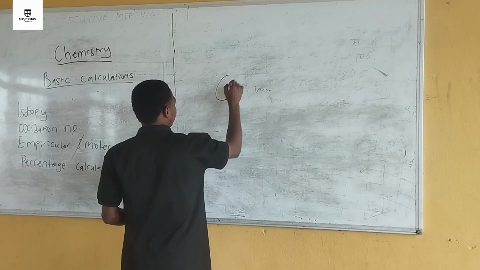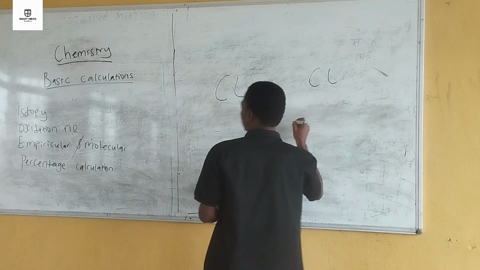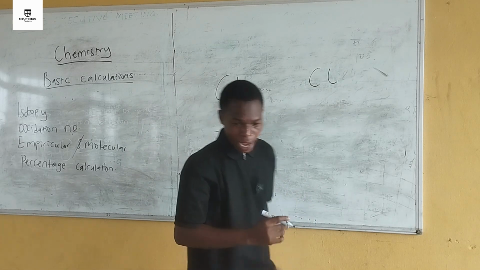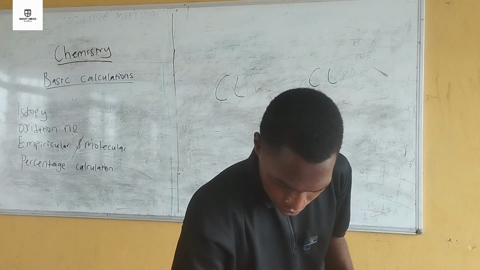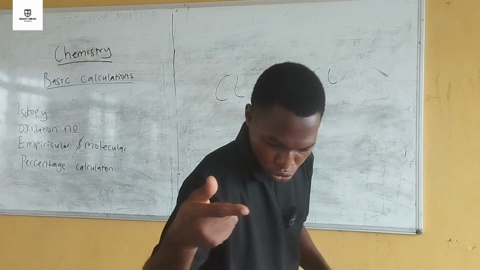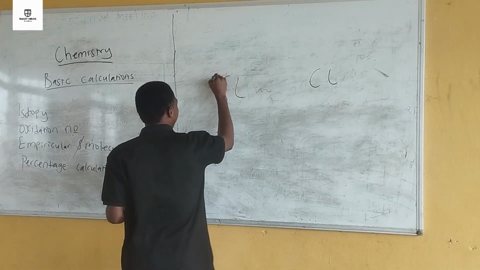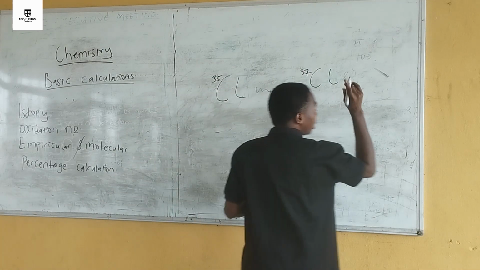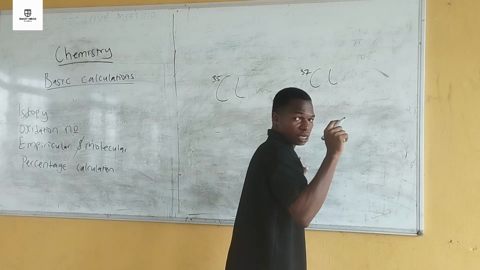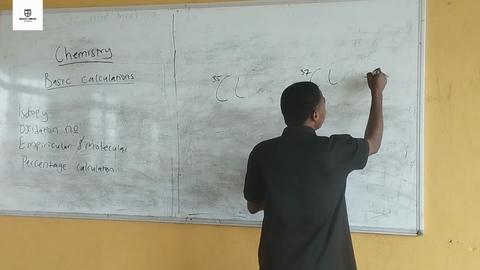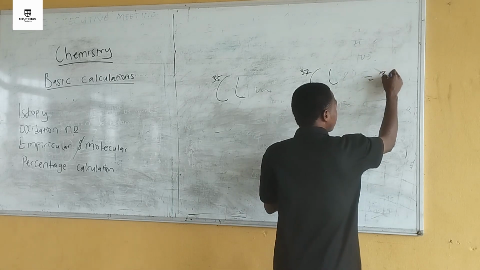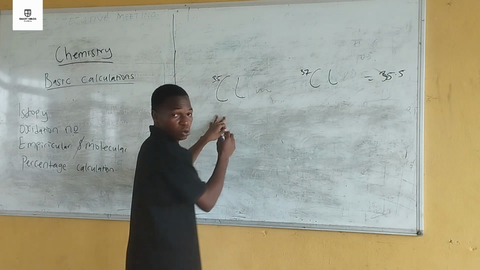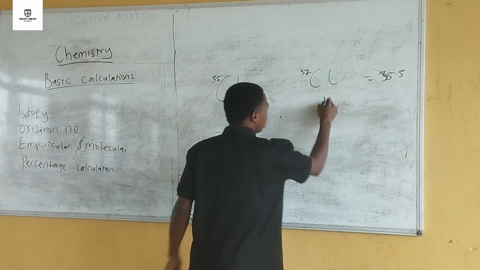They said chlorine has mass numbers of 35 and what? 35 and 37. Now, listen, this question is very unique. You know why? They gave you the relative atomic mass to be 35.5. They also gave you the ratio of 3:1.